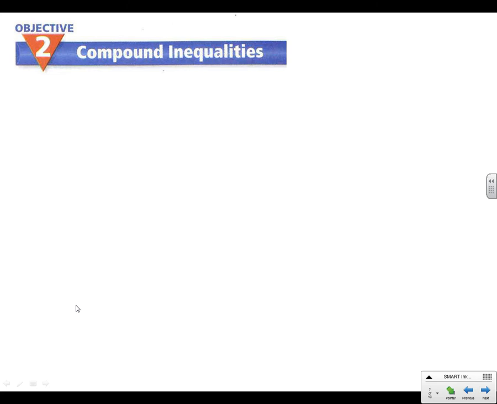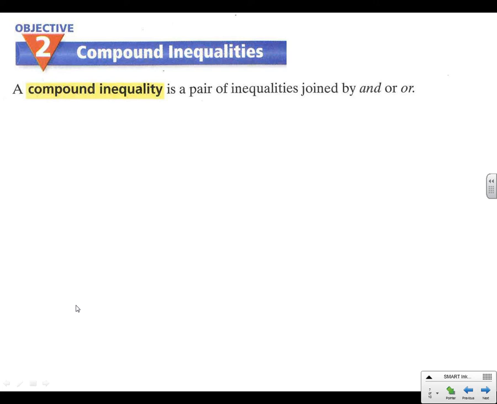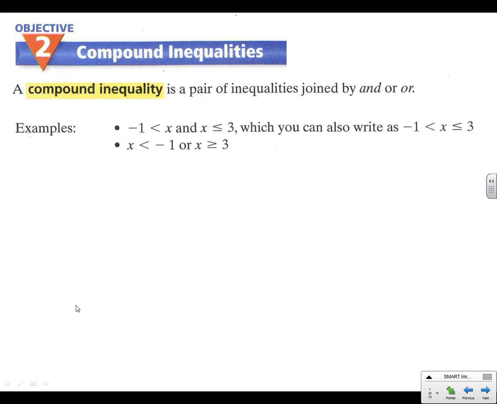All right, so far we've done just single inequalities. Now we're going to do compound inequalities. And what a compound inequality is, it's a pair of inequalities, 2 of them, and we're going to join them either by the word and or with the word or. All right? And so here's a couple examples.